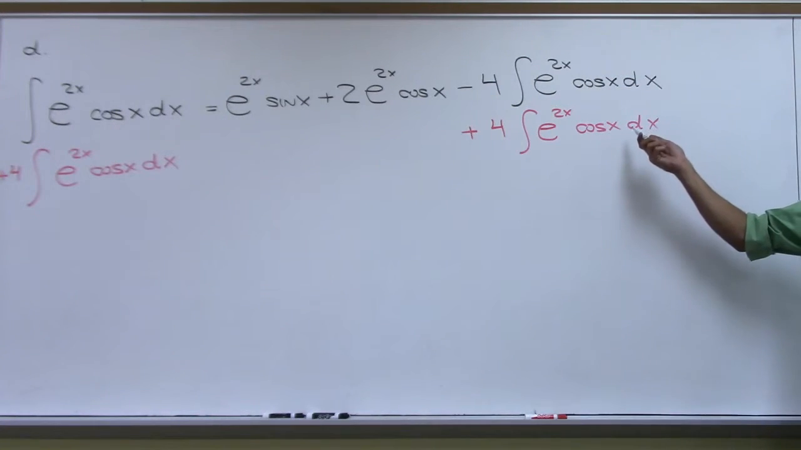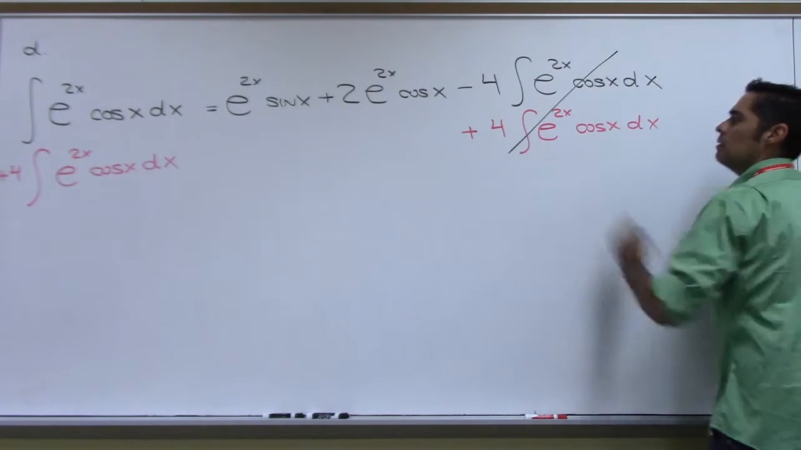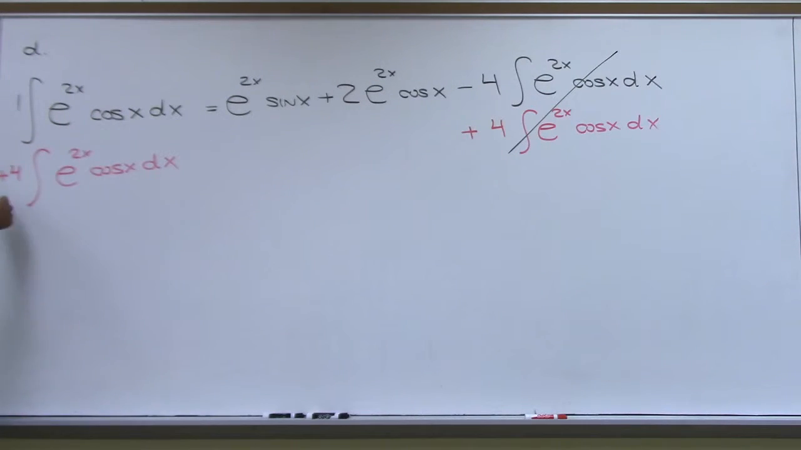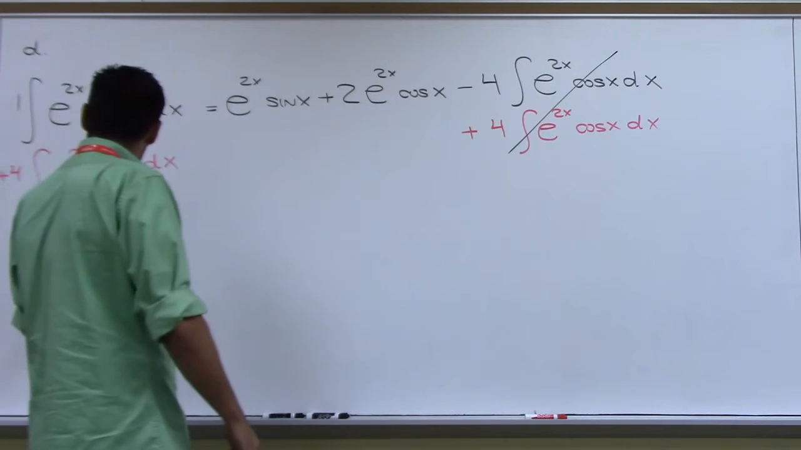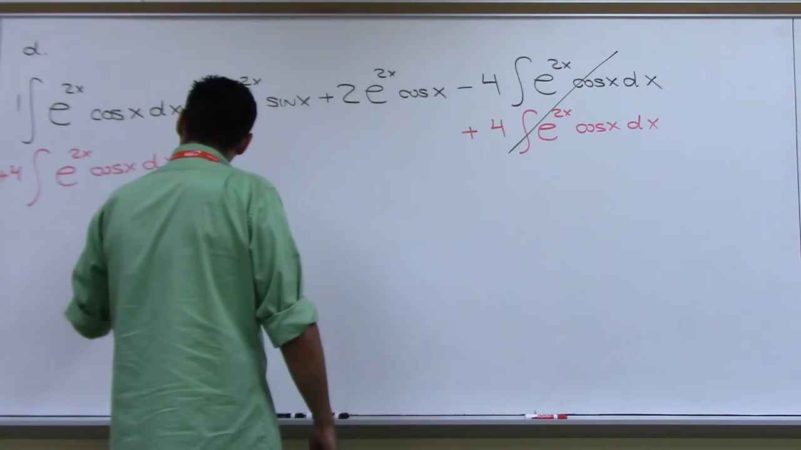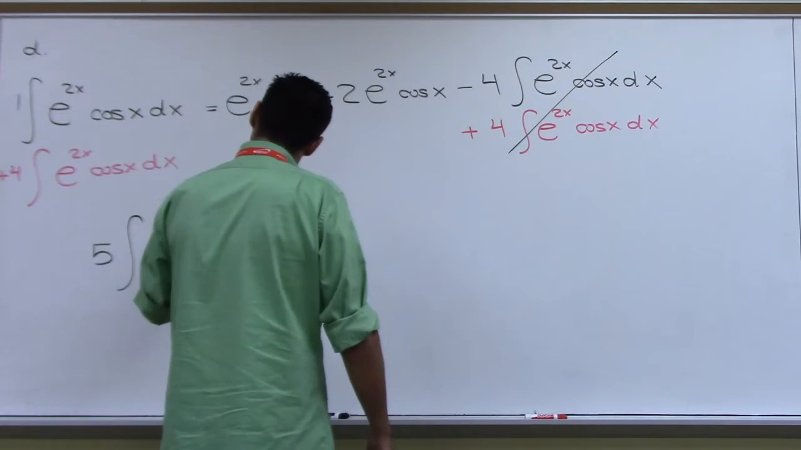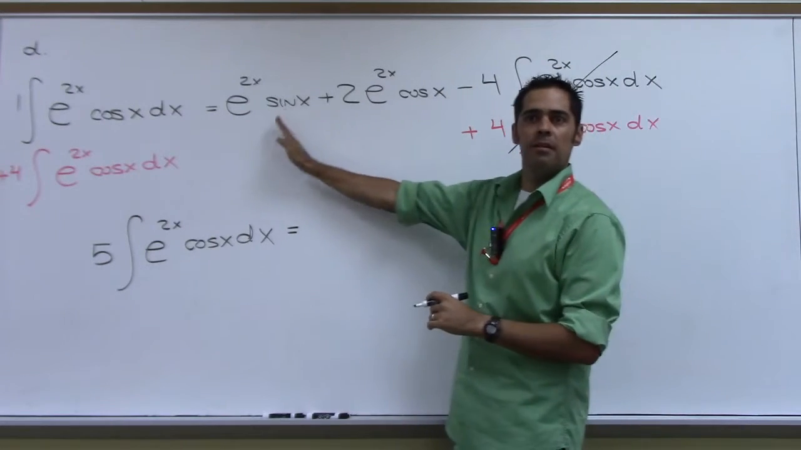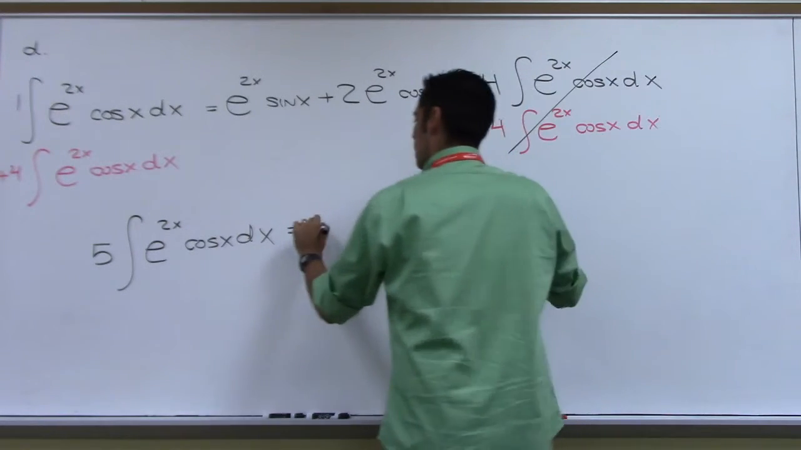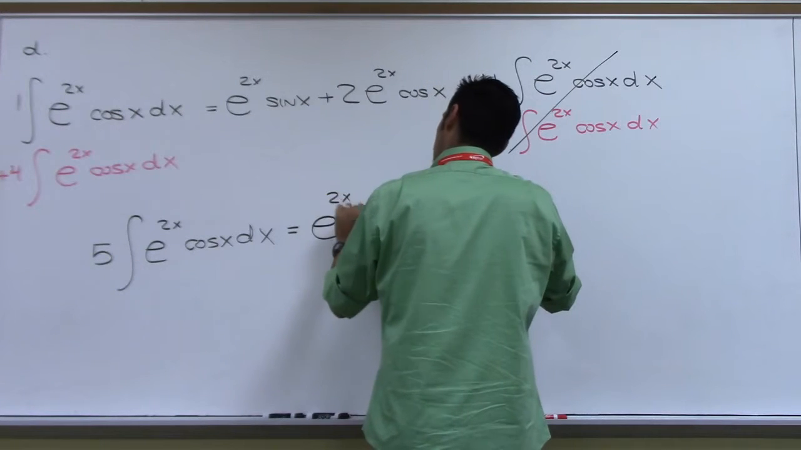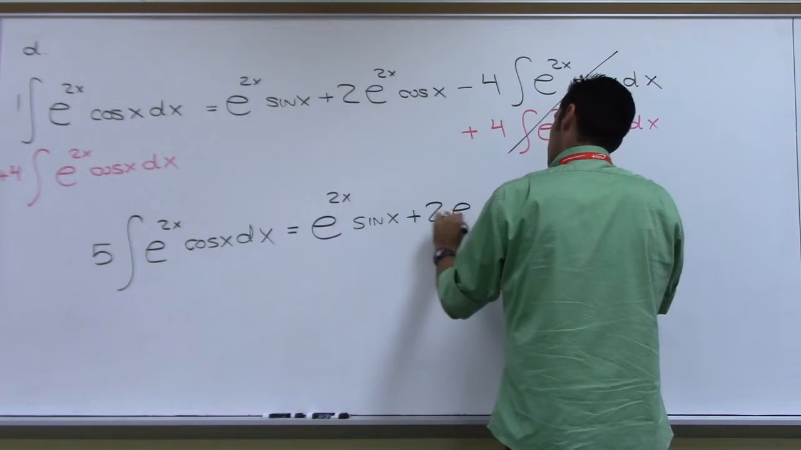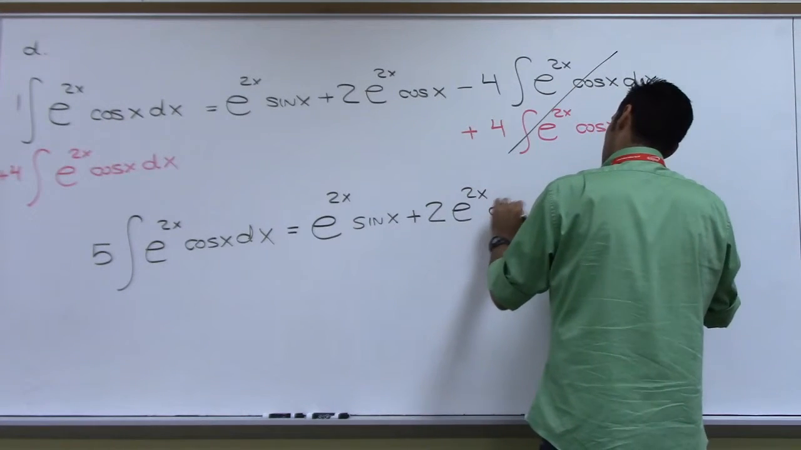What happens over here? It's gone. And over here, if you have one of these integrals and you add 4 of them, you will have how many of them? 5 of them. So 5 of these integrals will be equal to just these 2 pieces right here, right? Just these 2: e to the 2x sine x plus 2 e to the 2x cosine x.